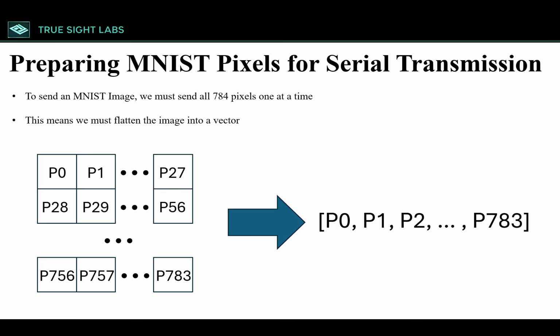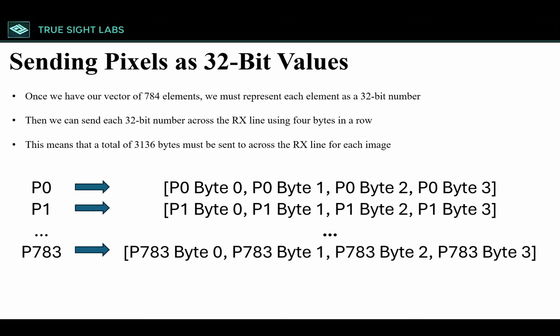Alright, let's get started. UART is serial, so we send an MNIST image 1 pixel at a time. That requires flattening the 28 by 28 image into a 784 element long vector, as shown below. Once we have the flattened 784 element vector, we represent each pixel as a 32-bit value. Since UART transmits 1 byte at a time, each pixel is sent as 4 consecutive bytes. That means that each image requires 3,136 bytes on the RX line.